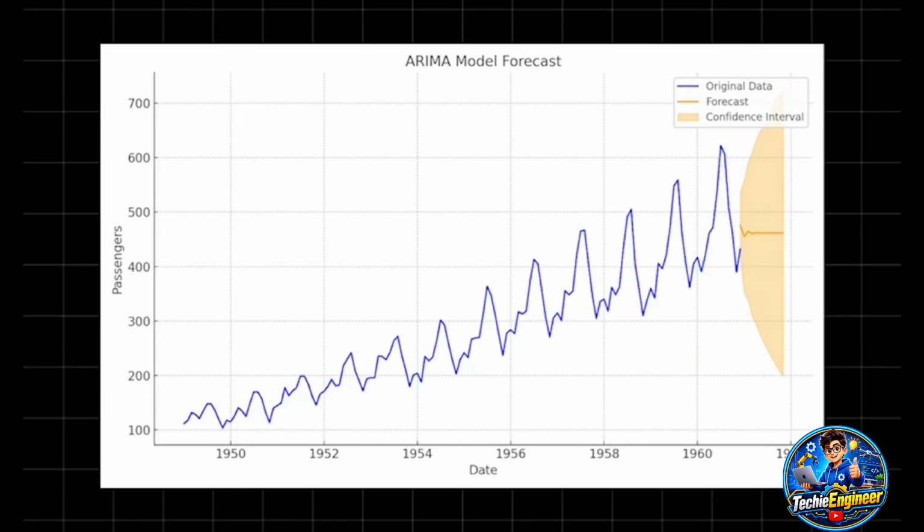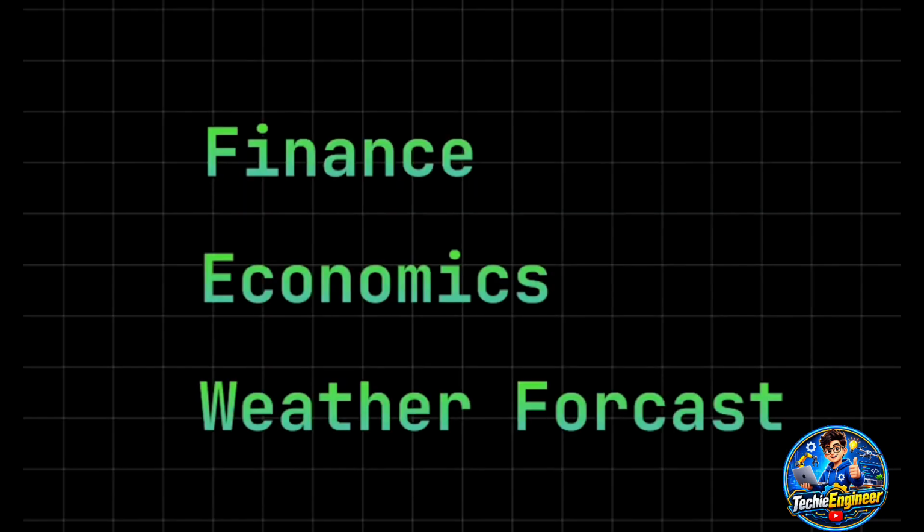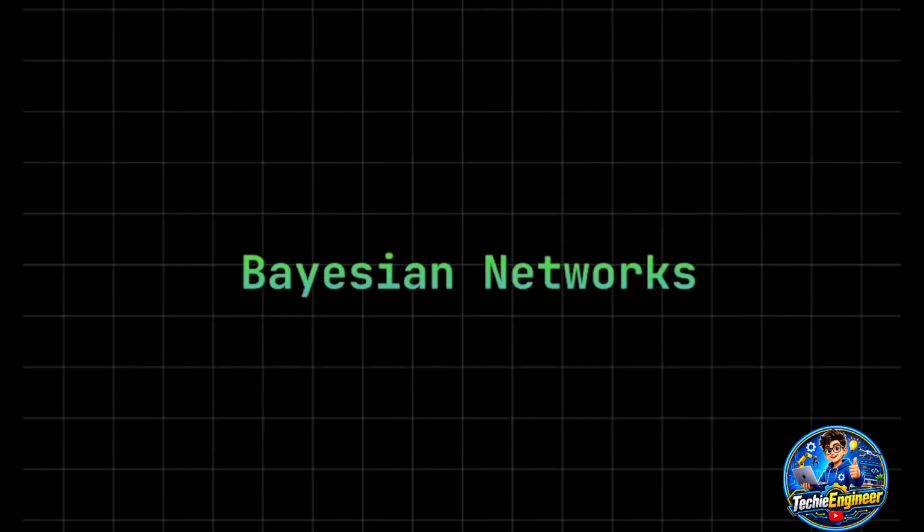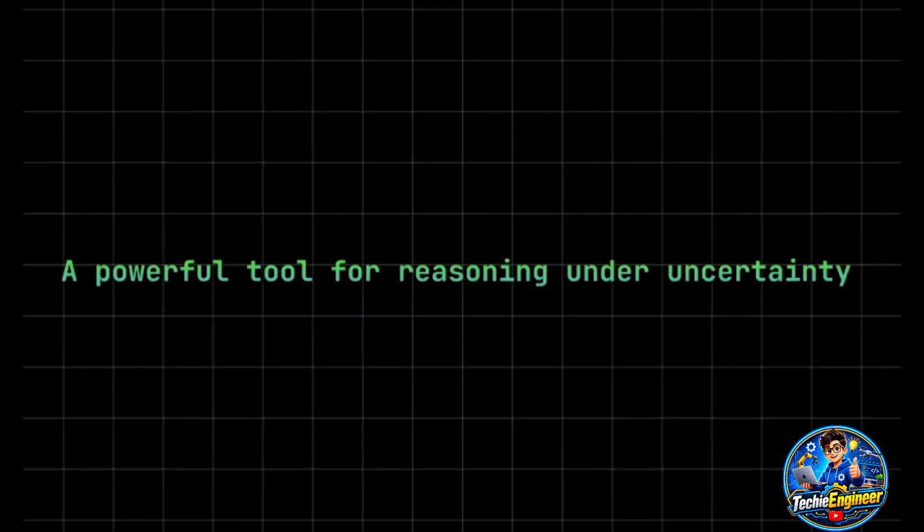This model is widely used in fields such as finance, economics, and weather forecasting, where understanding past trends is essential to predicting future outcomes. In short, ARIMA models offer a robust framework for time series analysis, transforming historical data into reliable forecasts. Bayesian networks. Bayesian networks, a powerful tool for reasoning under uncertainty.